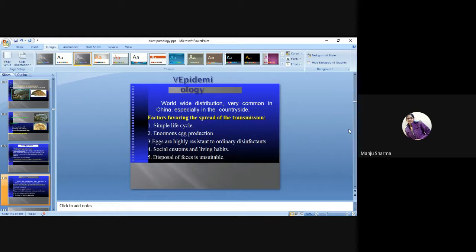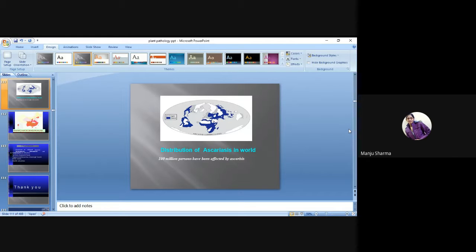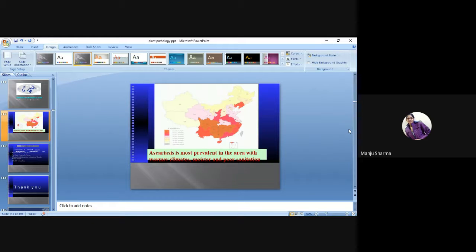Social customs and living habits, such as unsuitable disposal of feces, also matter. Regarding distribution, Ascaris is most prevalent in areas with a warm climate, moisture and poor sanitation.